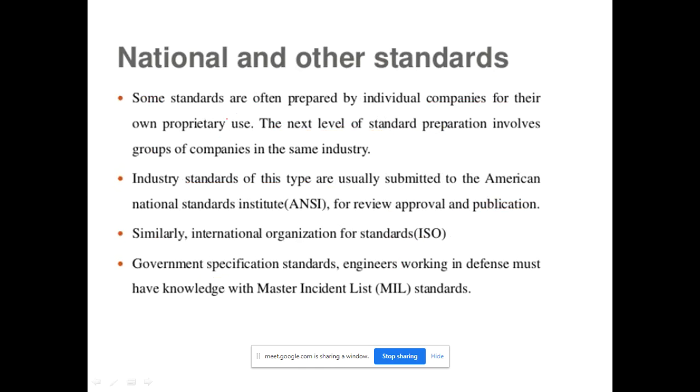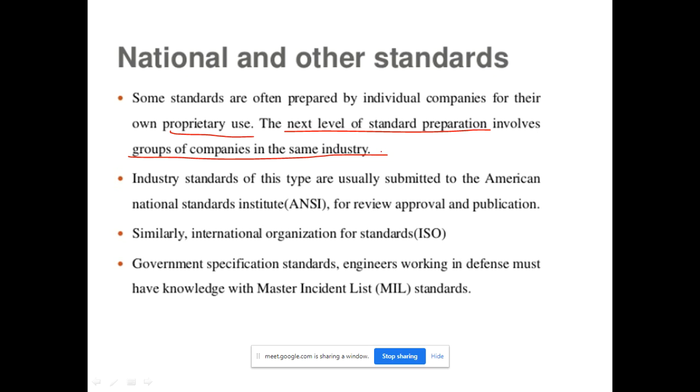National and other standards. Some standards are often prepared by individual companies for their own proprietary use. The next level of standard preparation involves a group of companies in the same industry, okay. Like Reliance is a giant company, okay. Under the Reliance umbrella you can see there are a total of 50 or 60 different industrial companies. Under this category they follow certain codes of conduct. These codes of conduct are applicable to all the subsidiary companies of Reliance Industries, okay.